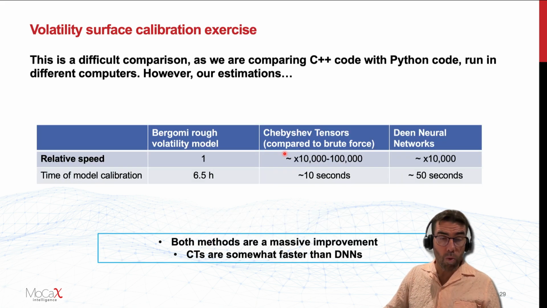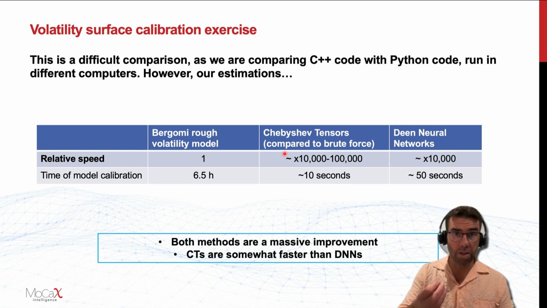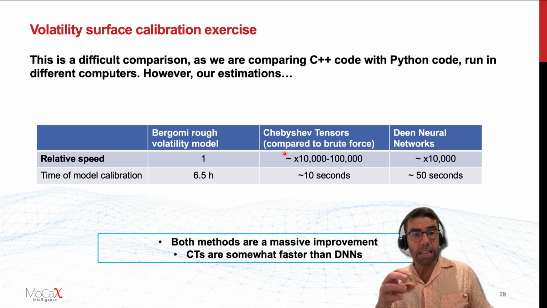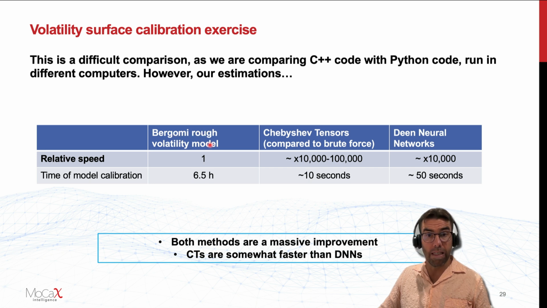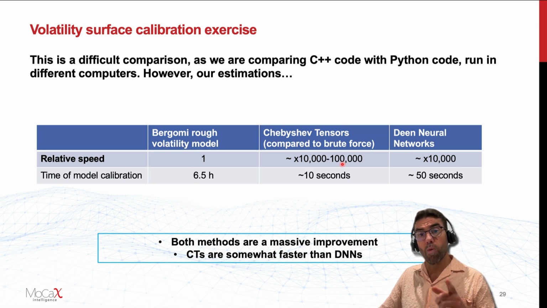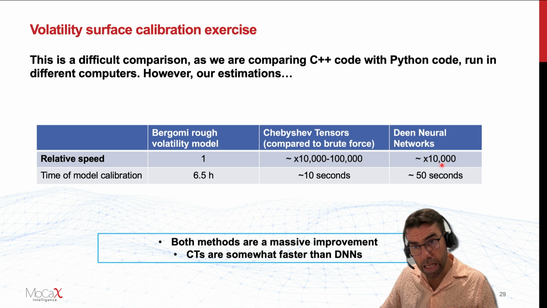And finally, once you have the AI function calibrated, what is the speed that we get? If we say that 1 unit is the speed of the Bergomi RAV volatility model, Chebyshev tensors were around 10 to 100,000 times faster, while DNNs were around 10,000 times faster.